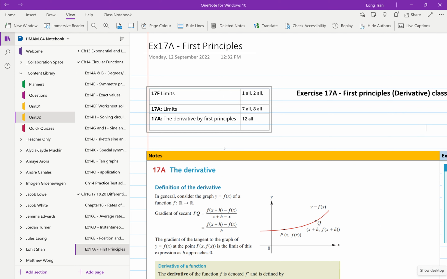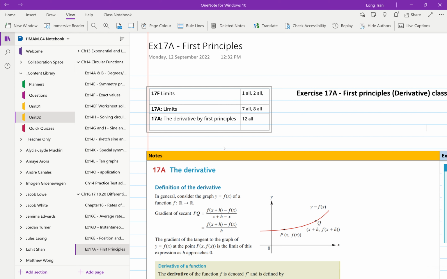Notice the questions are mixed here. So you've got 17F that deals with limits. So I need to teach you what limits are, what's the purpose, and then combining those two understandings from 16C and 16D, I can then teach you first principles.